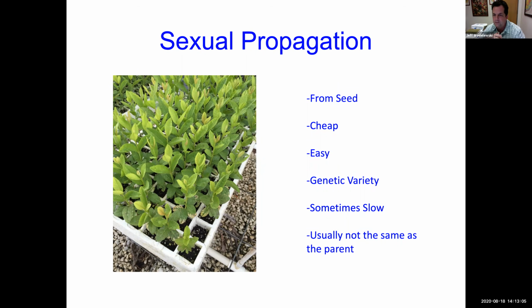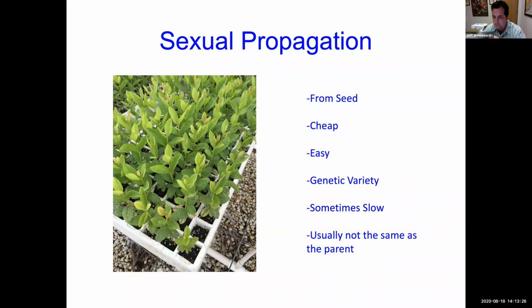So sexual propagation, we talked about most of this, and it is from seed. Sexual propagation is using seeds. It can be very cheap. Around the time you're going to plant your vegetables in the winter, a lot of times you can get 300 carrot seeds for $3. So it can be very cheap. It can be very easy.